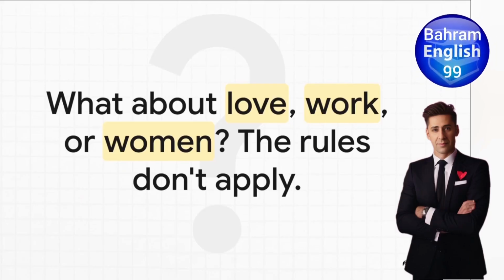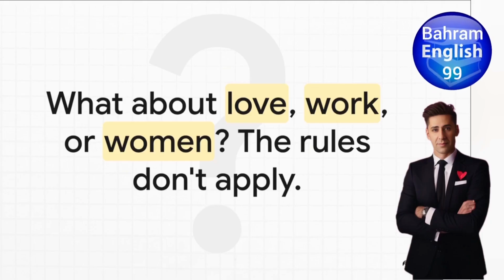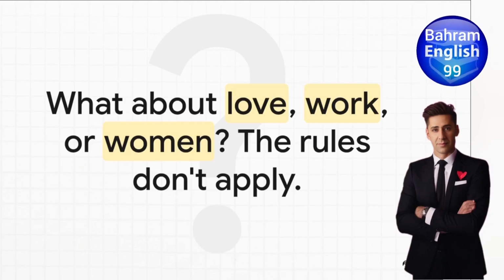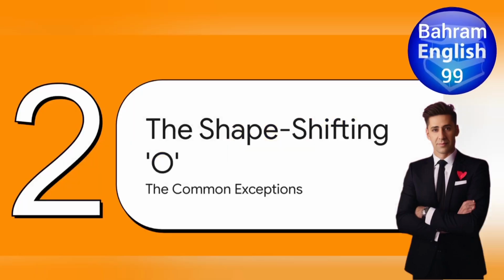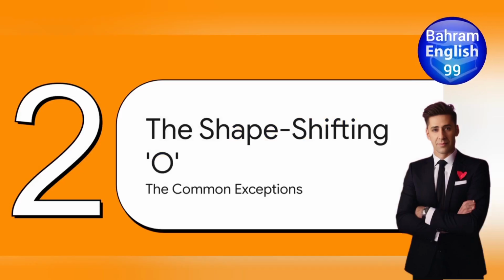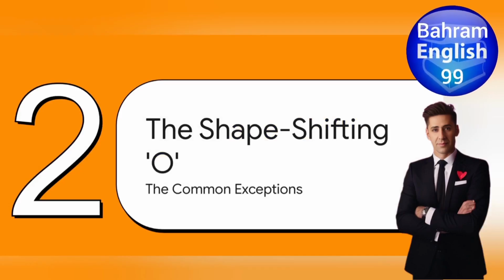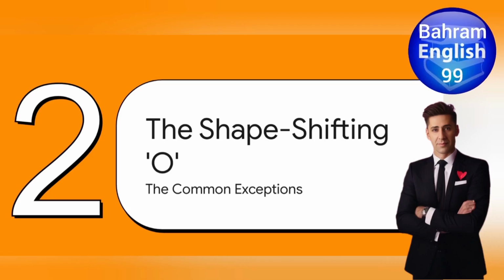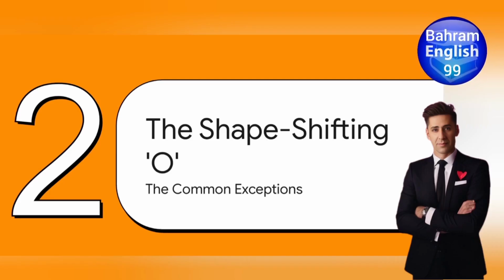Okay, so we've got two solid rules, the short O and the long O with the magic E. That's a great start, but it really doesn't take long to find words where those rules just totally fall apart. I mean, what about love or work? And seriously, what on earth is happening with the word women? So this brings us to a really crucial point. The letter O is a real shapeshifter. It just loves to adopt different sounds that don't follow our nice, simple rules.